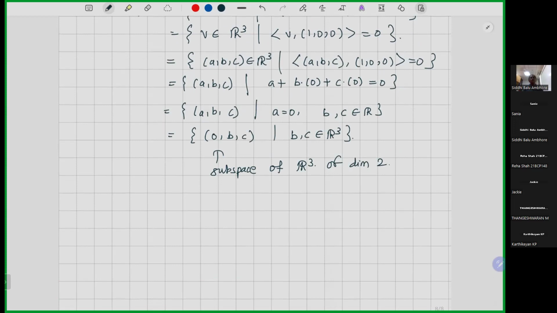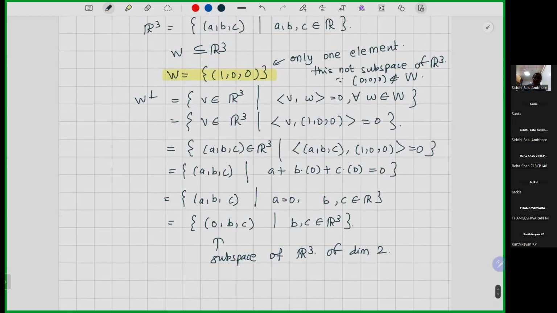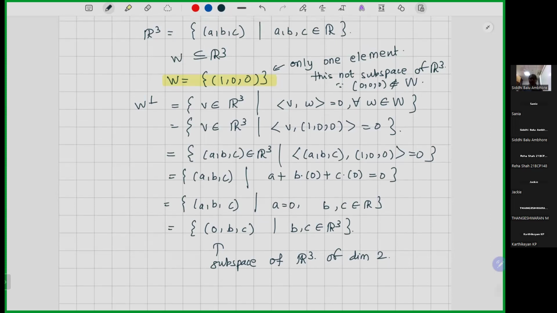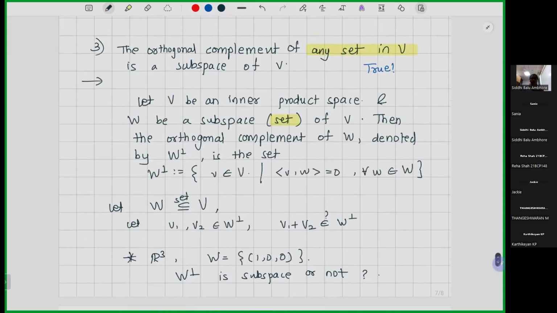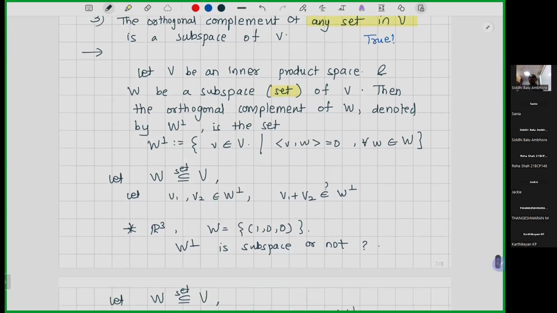Okay, but the W which we started with was not a subspace. It was just a set containing only a single element, (1, 0, 0). But its orthogonal complement is a subspace. That's what this statement says. Now it makes sense. We are starting with any set in V, which need not be a subspace, but its orthogonal complement is always a subspace.